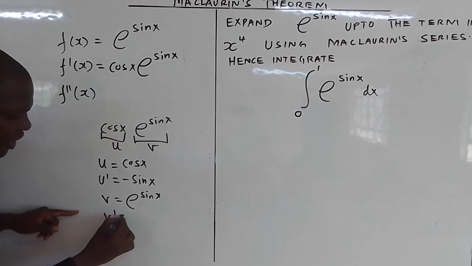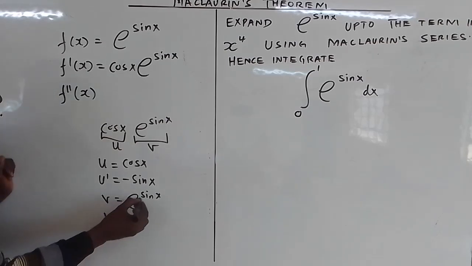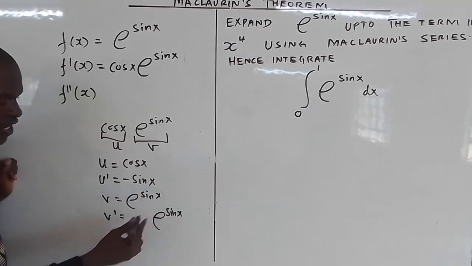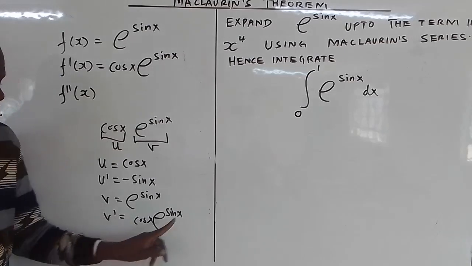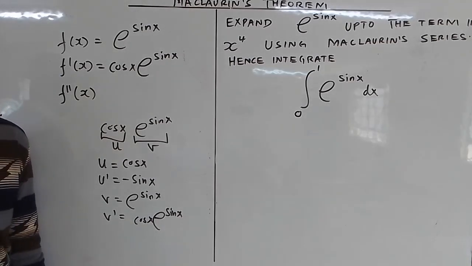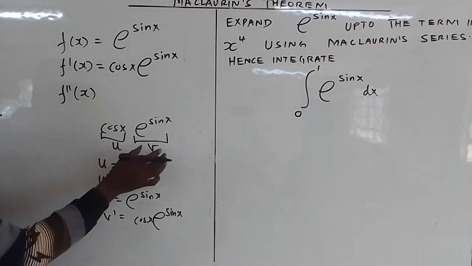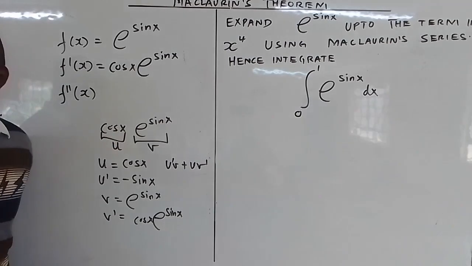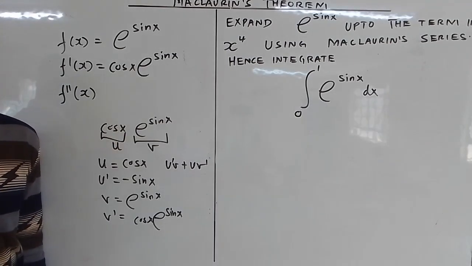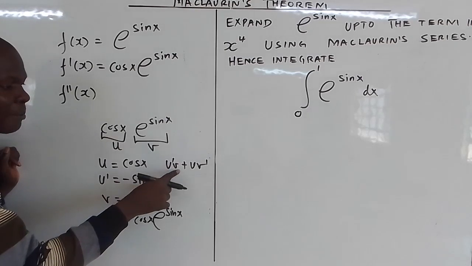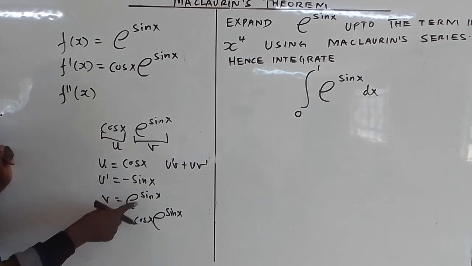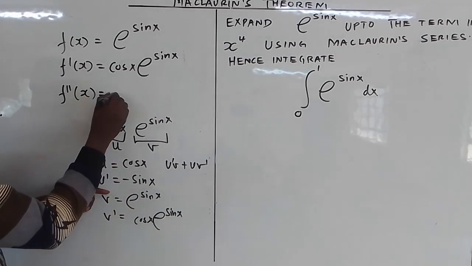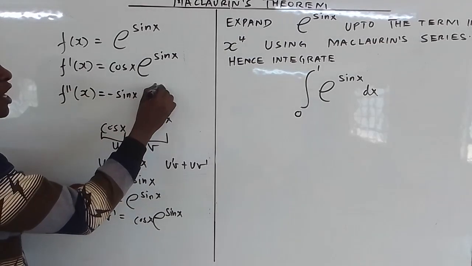So if you differentiate v, what do you get? If you differentiate exponential sine x, it remains the way it is. Then you differentiate the inner function sine x, you get cos x. Then you multiply the inner function times the outer function. So you know, if you have u and v in product rule, if this is u prime, the other one is v prime. So start with u prime times v. What do you have? Negative sine x exponential sine x.